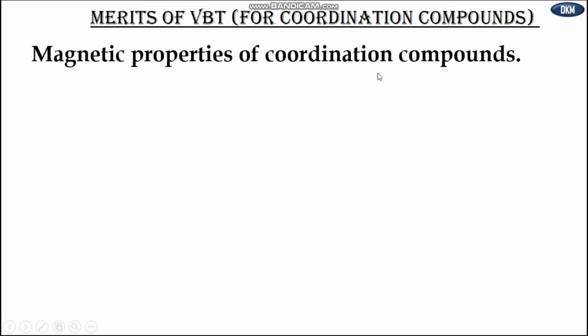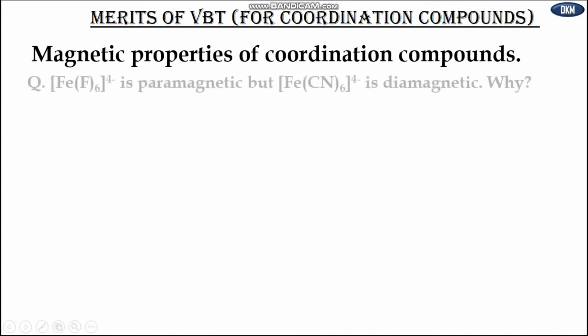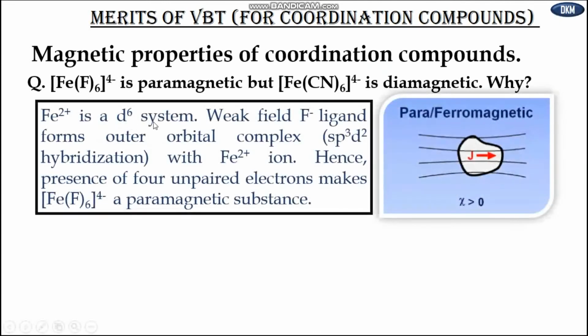It is able to answer questions like why FeF6 4- is a paramagnetic substance and Fe(CN)6 4- is a diamagnetic substance. In both complexes, the metal ion is Fe2+, but the two complexes have different magnetic moments. This can be explained nicely with the help of valency bond theory. Fe2+ is a d6 system.